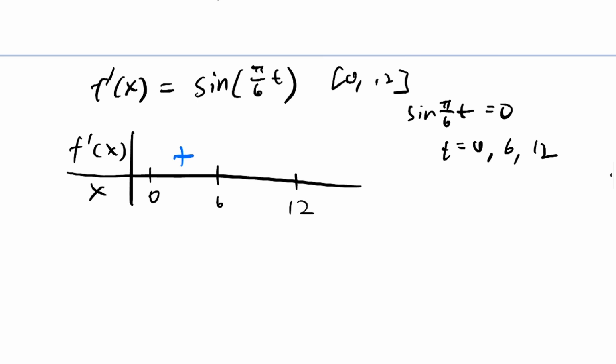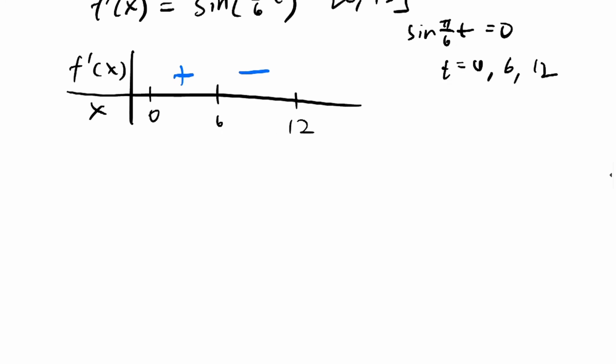Between 6 and 12, let's plug in 7. Sine of 7 pi over 6, that's in the second quadrant. Or no, sorry, that's in the third quadrant, so it's negative. And then, yeah, so there you have it. So it's positive from 0 to 6, negative from 6 to 12. Okay? And in a sense, that makes sense.